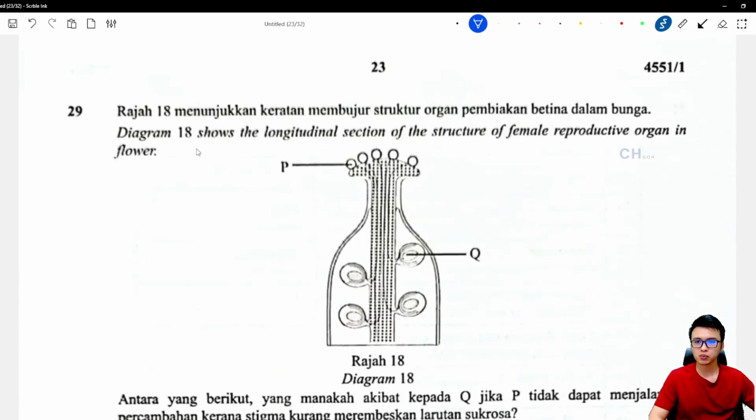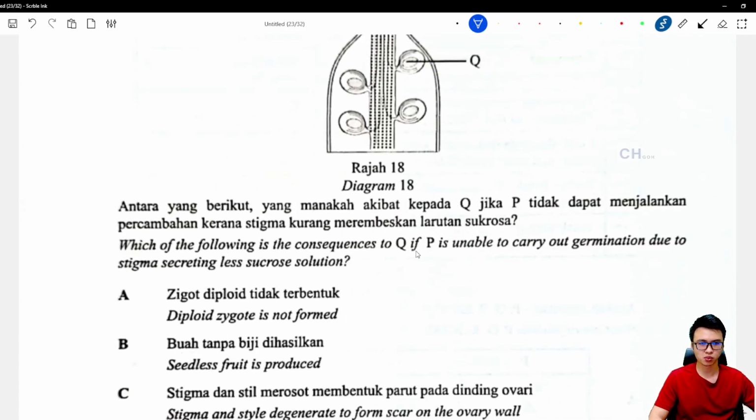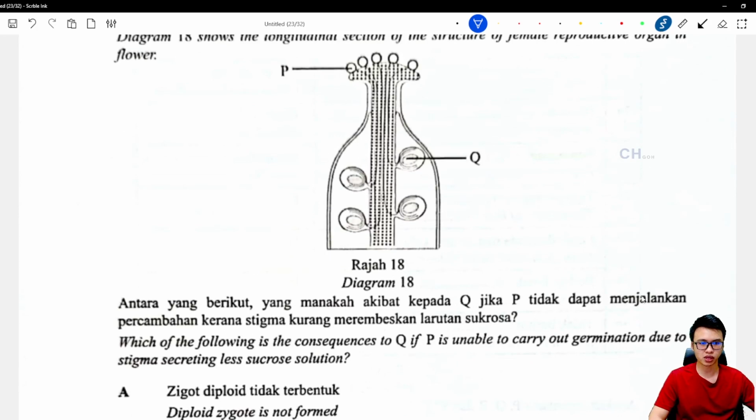Okay, question 29. Diagram 18 shows the longitudinal sections of the structure of female reproductive organs in flower. So we have P and then we have Q. Which of the following consequences to Q if P unable to carry out germination due to stigma secretions less sugar solution? Okay guys, where is stigma? Stigma is here. Normally stigma will produce a liquid that stimulates the P to germinate. P is a pollen. Okay, it's a pollen grain.